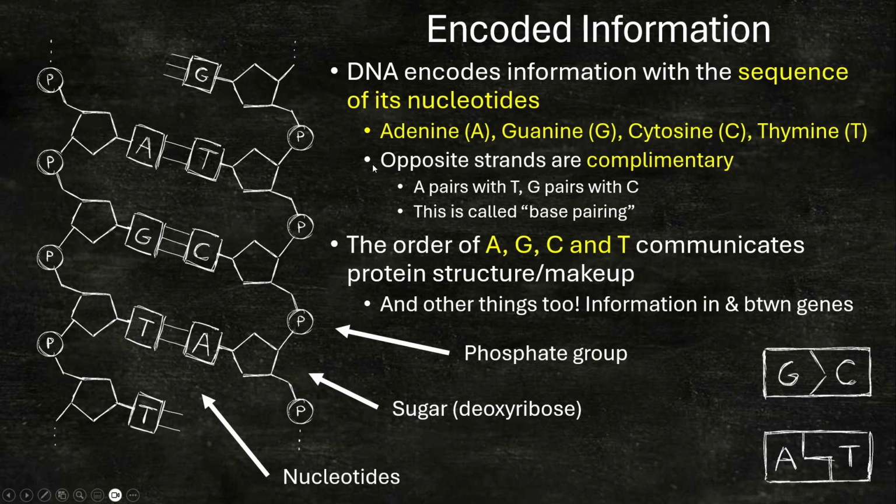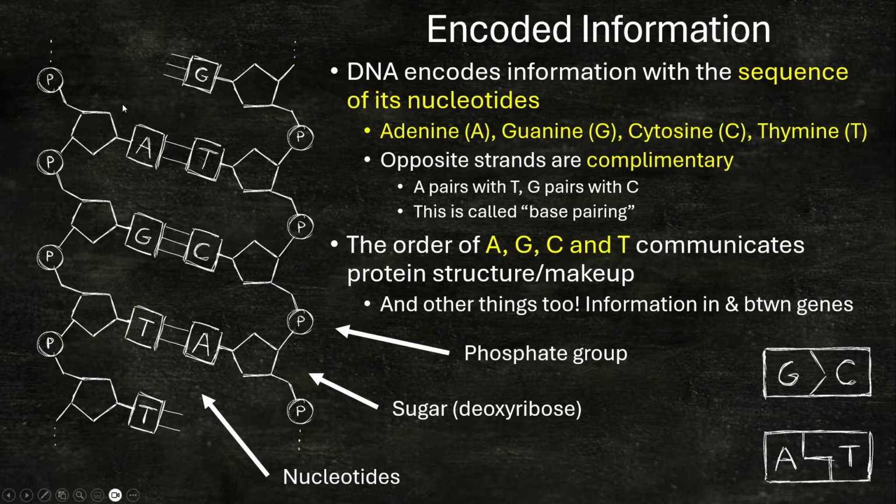So the actual information of DNA is contained within those sequences of those A's, T's, C's, and G's: adenine, guanine, cytosine, and thymine. Opposite strands, this strand versus this strand, they are complementary to each other, meaning that they always match with their opposite nucleotide. There is a specific type of pairing that we see with nucleotides where A's will only pair with T's and G's will only pair with C's in DNA. This is what we call base pairing, complementary base pairing.